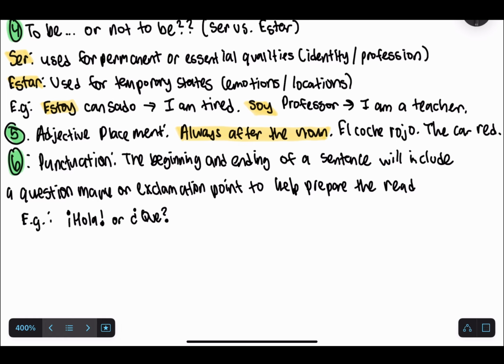So the first thing is going to be to be or not to be. So pretty much in Spanish, there are two different ways to say to be. This is going to be ser and estar. Ser is for things that are permanent or essential. This is going to be something like your identity, your job, where you're from, your profession, and so on. So you're going to say something like soy profesor, which means I am a teacher. However, estar is for temporary states, like how you're feeling or where you are right now. For example, you may say estoy cansado, which means I am tired.